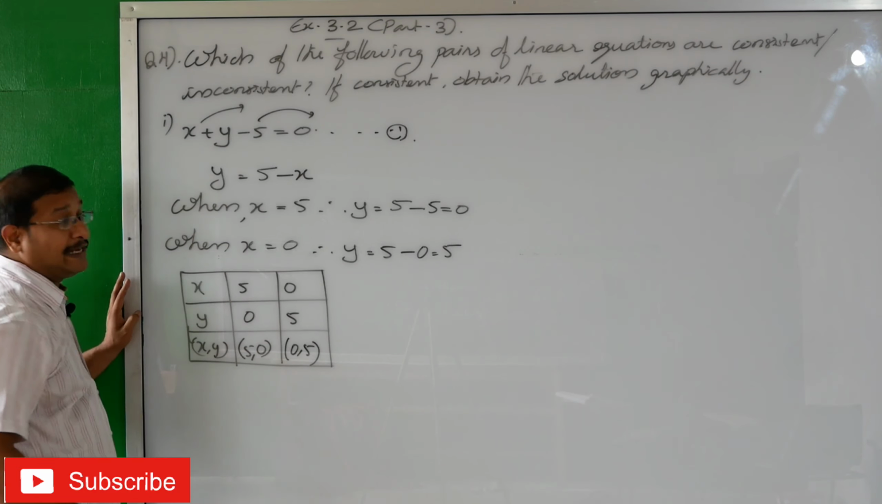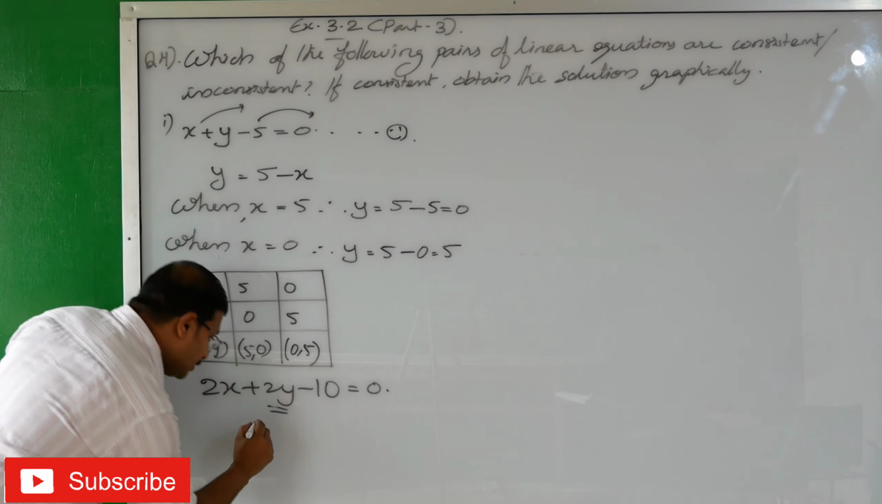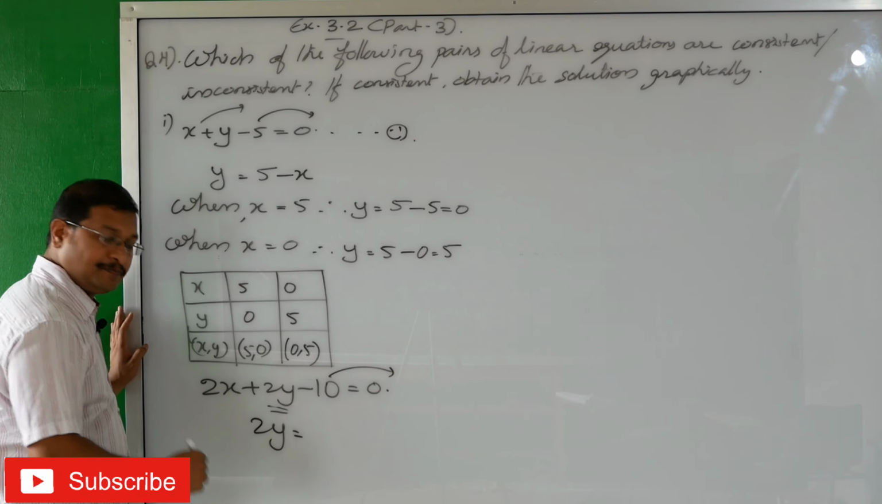Ready? Let's go for the second equation. What is the second equation? 2x plus 2y minus 10 equal to 0. Isn't it? This was the second equation. So what you will do? We will keep only 2y here. That means 2y equals minus 10 goes next side.